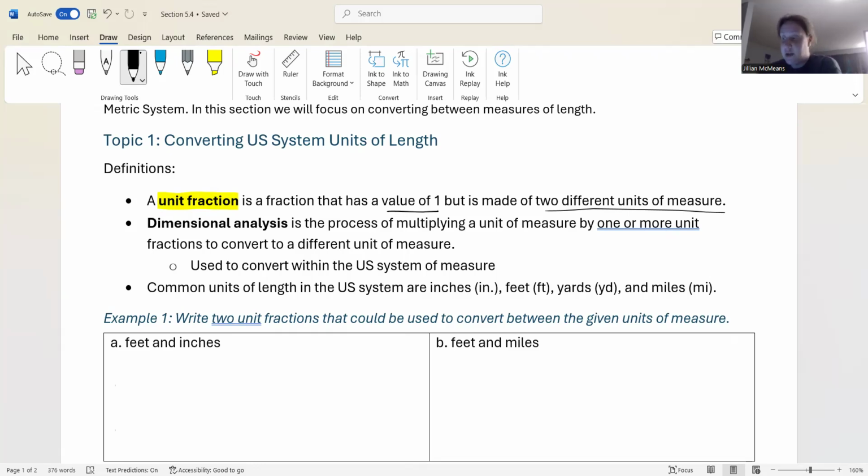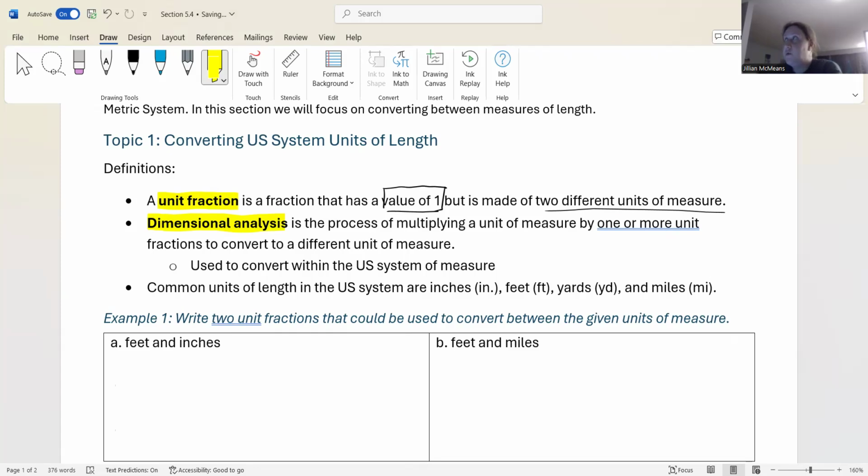It's a unit fraction made up of two different units of measure, but those units of measure represent the same amount. So when we use these unit fractions, we're really just multiplying by a weird form of 1. We're not changing the value of what we're starting with. It's just giving us a way to convert from one thing to the next. The process we use is called dimensional analysis. Dimensional analysis is the process of multiplying a unit of measure by one or more unit fractions to convert to a different unit of measure.